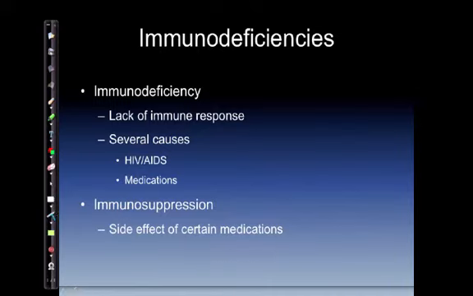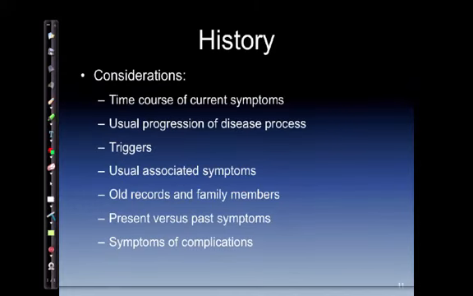Immunodeficiencies: lack of immune response to stimulating antigens. It has several potential causes, which are things like HIV and AIDS, and then medications can immunosuppress an individual as well. Immunosuppression is a side effect of certain medications. An example of this would be chemotherapy agents used in many cancer patients, which can diminish the patient's immune response. That's because you get a cellular death systemically with chemo. Chemo is designed to kill cells. Well, it kills some of your good cells along with the bad cells.